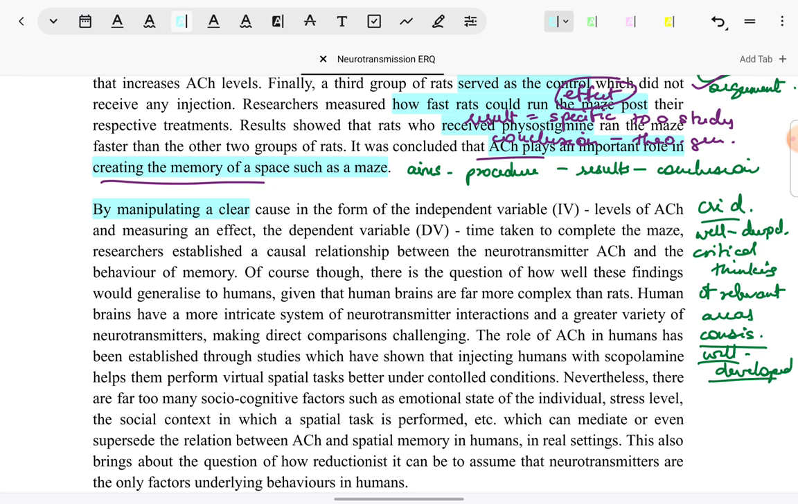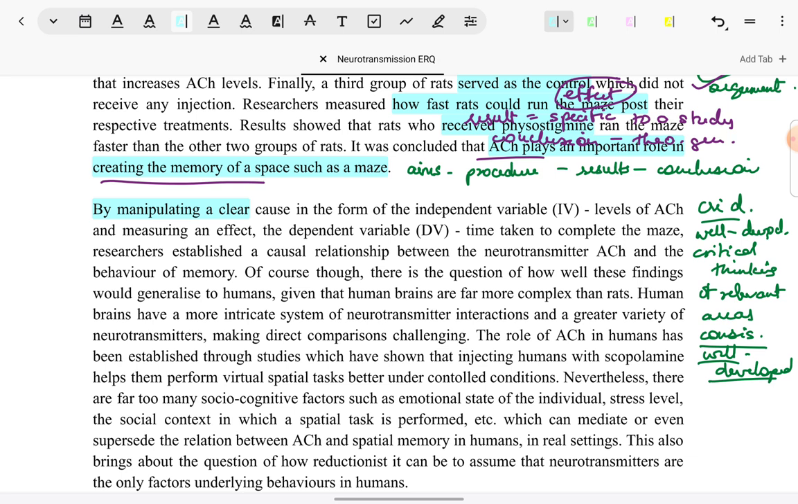Because there's a clear cause which is delineated and a clear effect, and a laboratory setting has been used to make sure that extraneous variables do not interfere in the cause-effect relationship. Now, can I just write evaluation like this? Like, can I just say it was controlled, so there's a clear cause-effect relationship? Definitely not, because I have to show well-developed critical thinking.